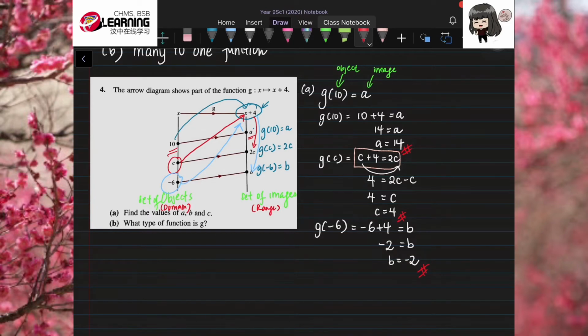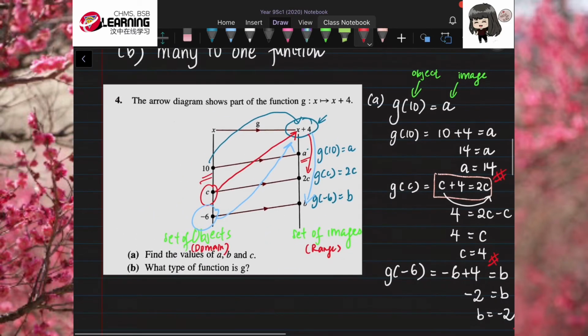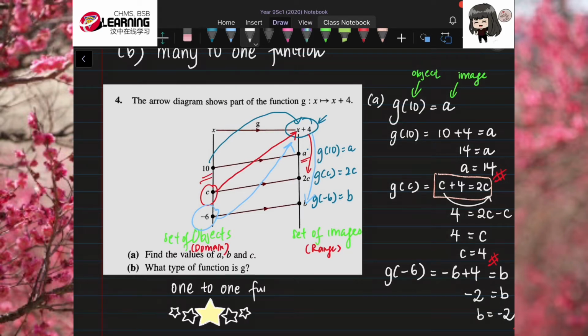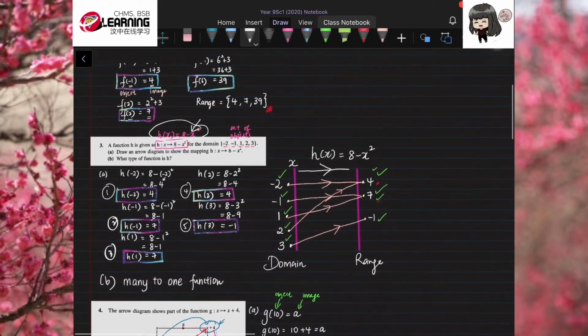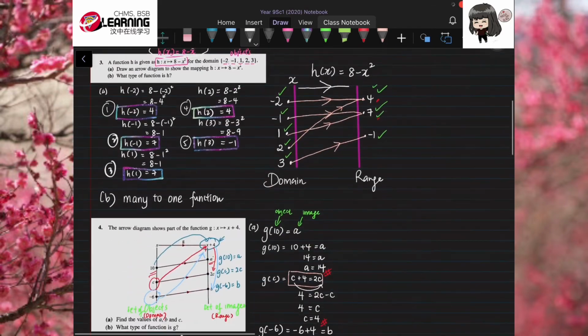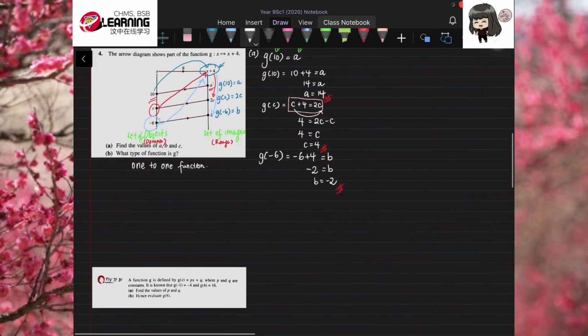And now part B. What type of function is G? Again, it's already mentioned here that it is a function, so it's either 1-to-1 or many-to-1, right? As long as your output is only 1. And this relation here we can see is obviously a 1-to-1 function. Okay, so we have discussed all question number 1, 2, 3, and 4.